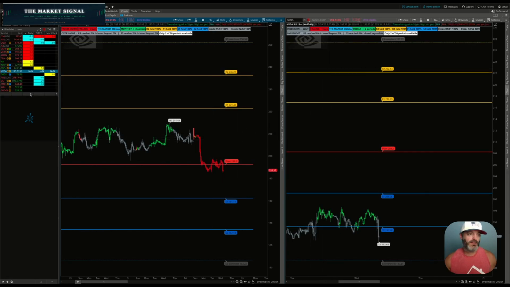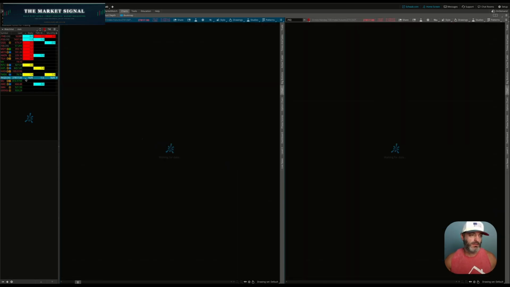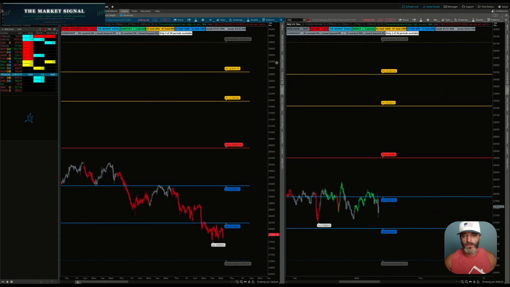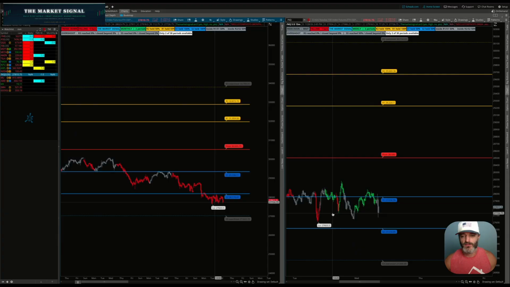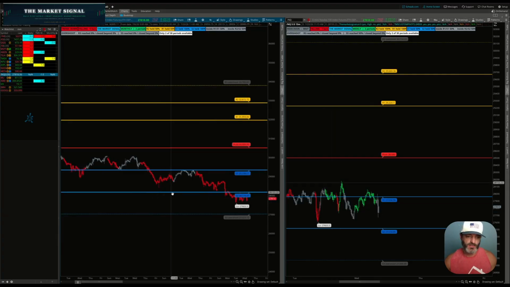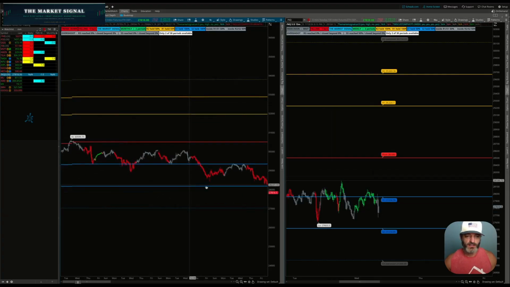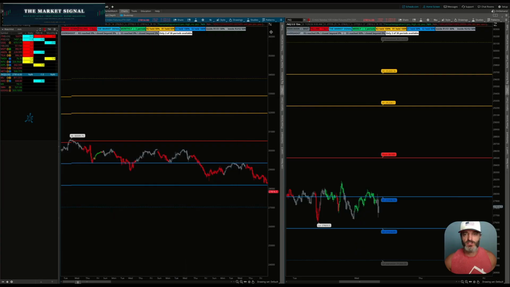Here's what we've got. And this is why I've been really preaching, hey, make sure you're marking these monthly levels on your chart and these weekly levels if you're trying to play the NQ in any meaningful way. This is our monthly chart here.